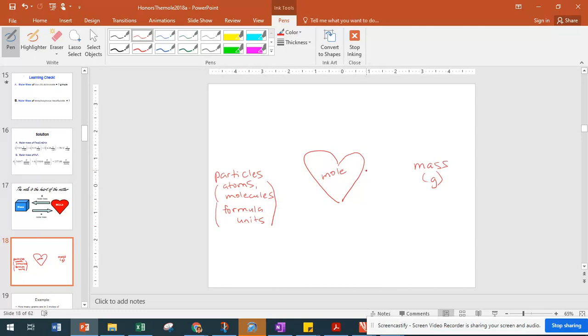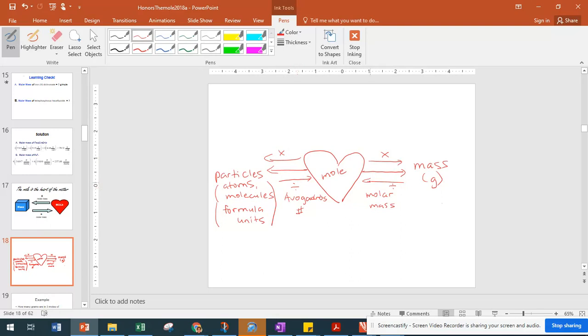When we're going from moles to mass, we're going to be using molar mass as a conversion factor. So when we're going from moles to mass, we'll be multiplying by molar mass. When we're going from mass to moles, we'll be dividing by molar mass. When we're going from moles to particles, we're going to be using Avogadro's number as a conversion factor, multiplying by Avogadro's number. When we're going from particles to moles, we'll be dividing by Avogadro's number.